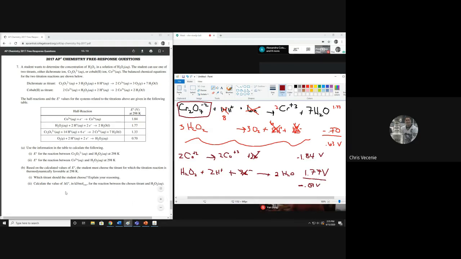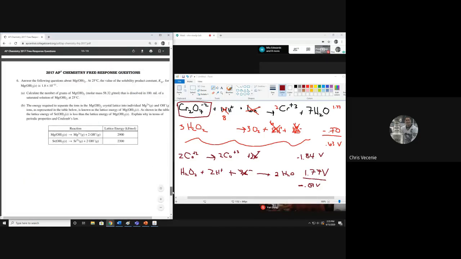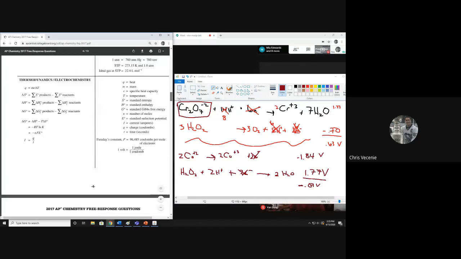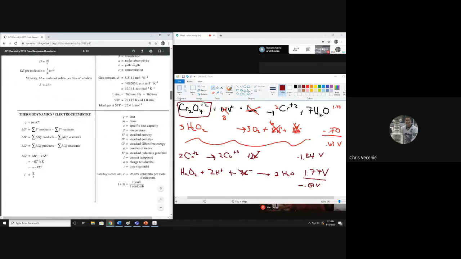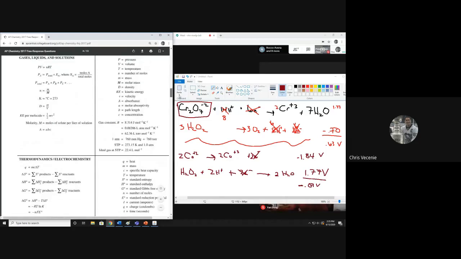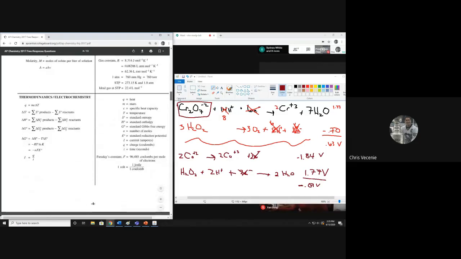Calculate the delta G in kilojoules per mole for the reaction between the chosen titrant and the H2O2. So we want to find delta G, and we have an E cell. If we take a look, hopefully we find an equation that links those. If you don't remember it off the top of your head, you start searching your equation sheet. Here's our stuff with thermodynamics and electrochem.